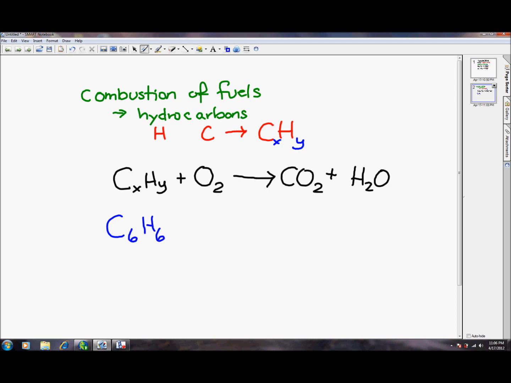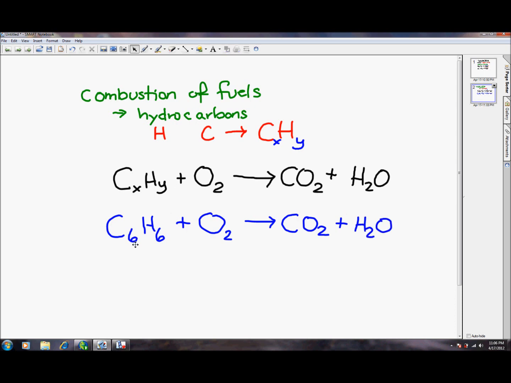C6H6. This is called benzene. Hey, if I say what does it look like when benzene combusts, you'll have to add the oxygen. You always have to add the oxygen on the reactant side. Just remember, the carbon combines with some oxygen and makes CO2. The hydrogen will combine with oxygen and make H2O.